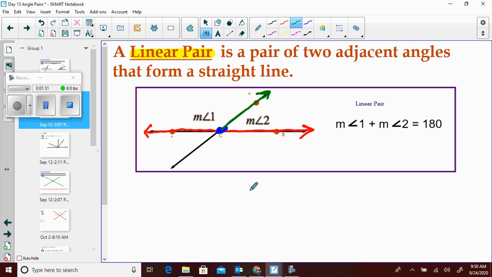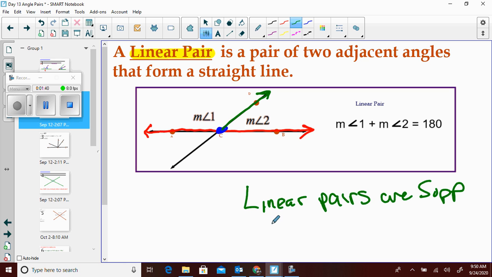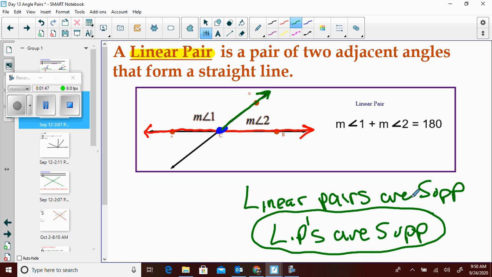So if I have a linear pair, I say linear pairs are supplementary. This would be what you would use when you're explaining. If I have two adjacent angles that form a line, they add up to 180, they are supplementary. Linear pairs are supplementary. Okay? So we have adjacent angles, and the only reason we do adjacent is so you really see what linear pairs are. A linear pair are two adjacent angles that form a line.